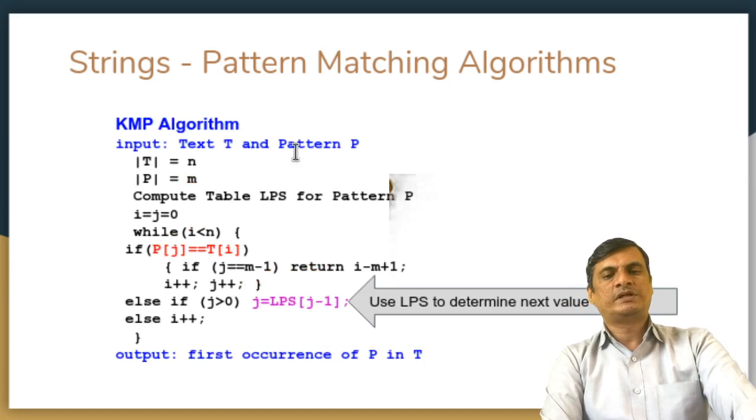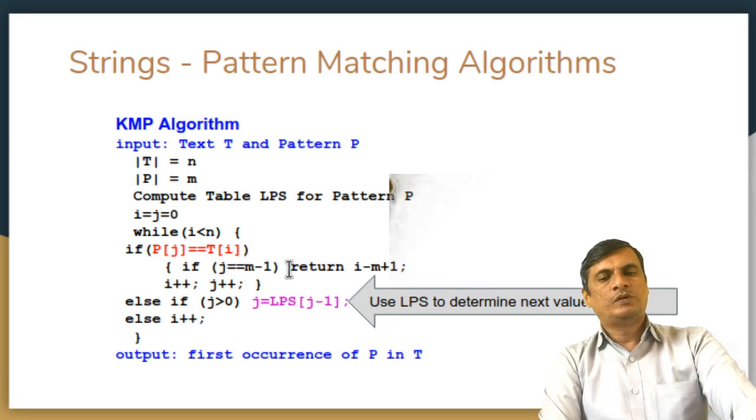After computation of the LPS, we initialize i and j as 0. While i is less than n, where n is the length of the text, in each iteration we first compare p of j with t of i. Initially i and j are 0, so both characters will be equal. Then, when they are equal, if j equals m minus 1, that means you have reached the end of the pattern. In that case, I will return i minus m plus 1. Otherwise, I will just increment i and j.